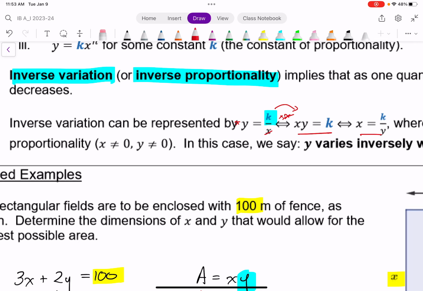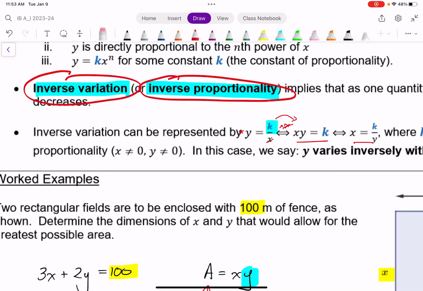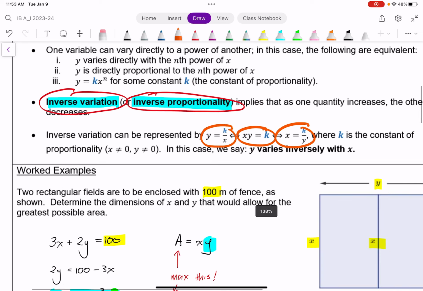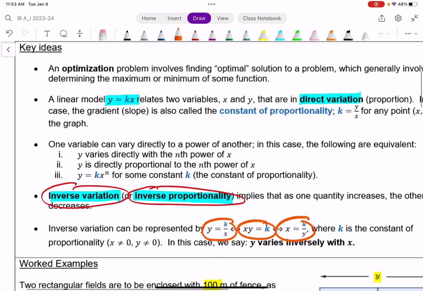They're all equivalent. So anytime we hear any sort of phrase about inverse variation or inverse proportionality, then we know that we can model our function using any one of these, where k, again, is the constant of proportionality. When we had direct variation, k is the same as the gradient or the slope.